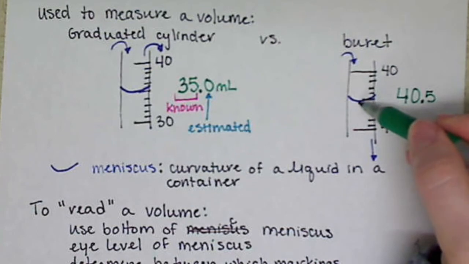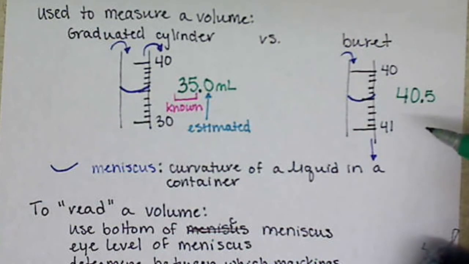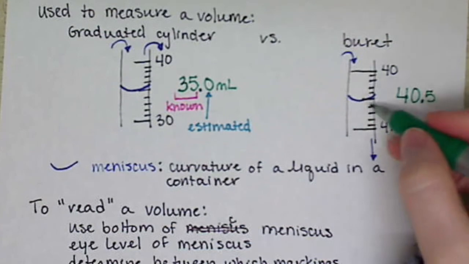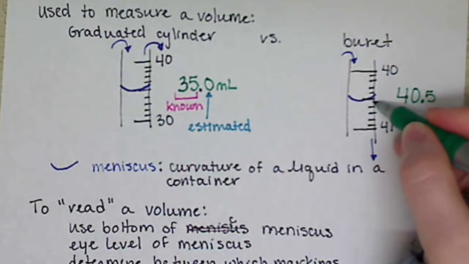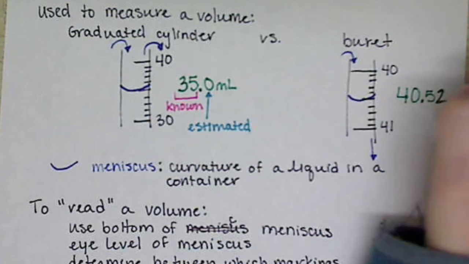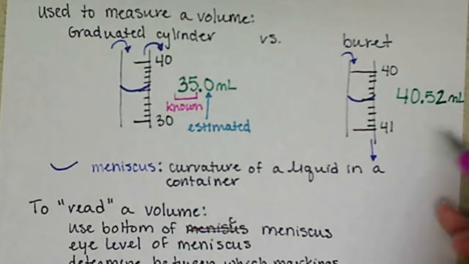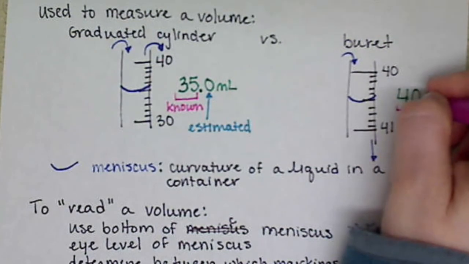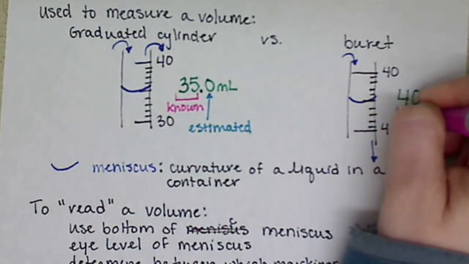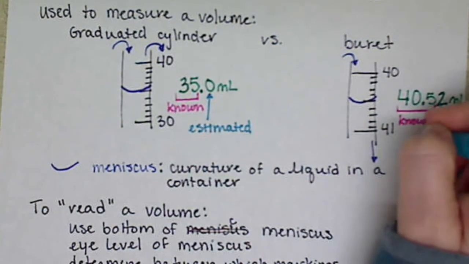And I'm going to estimate that the bottom of this meniscus is a little shy of a third of the way between these. Okay, remember, this is what you see. This is how you see that measurement. So I'm going to say that that is 0.52. Okay, and again, that's milliliters. So our known values are the 4, the 0, and the 5. And the 2 is our estimated value.